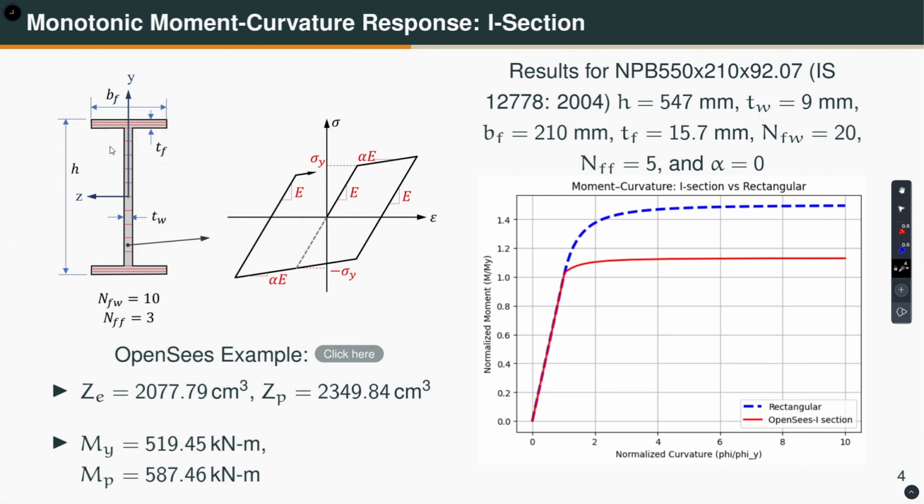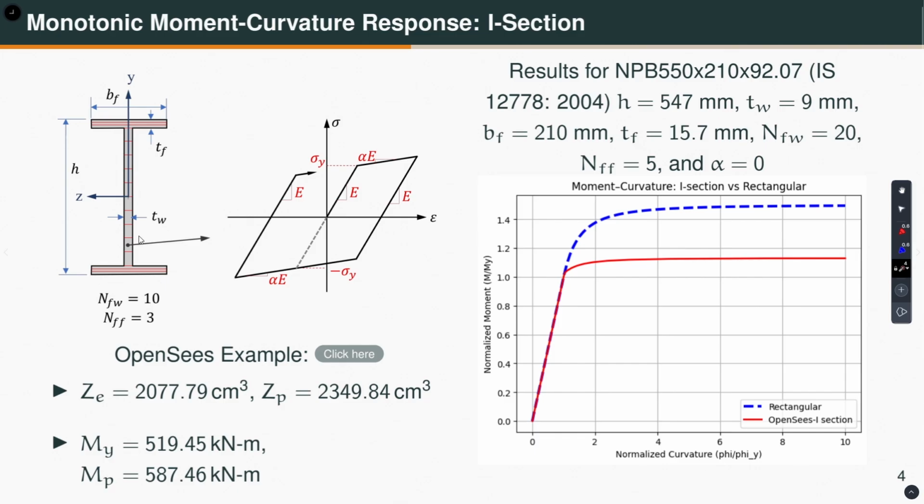Like we did for the rectangular section, here also we have to discretize each of these elements into a number of fibers. As you can see here, the flange is divided into 3 fibers. So, NF, the number of fibers in each flange, is 3, as I am showing in this schematic. In the web, I have used 10 fibers, 1, 2, 3 up to 10. This is for demonstration. This is my local y axis, this is my local z axis, so the local x axis is pointing towards us.